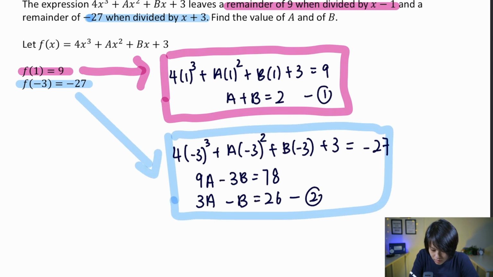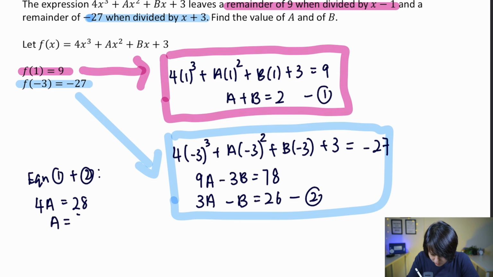We're going to solve this simultaneously by adding equation 1 plus equation 2. When we solve, we have 4a equal to 28 and a will be equal to 7. Now substituting a back into equation 1, we have 7 plus b equal to 2, and therefore b is equal to negative 5.